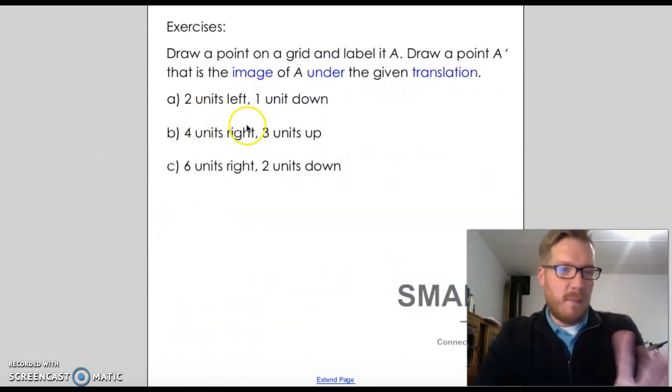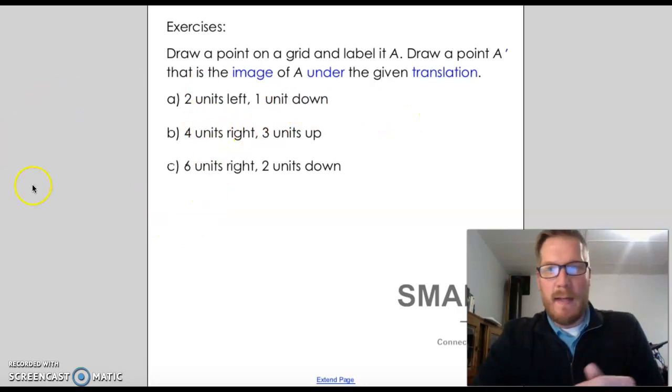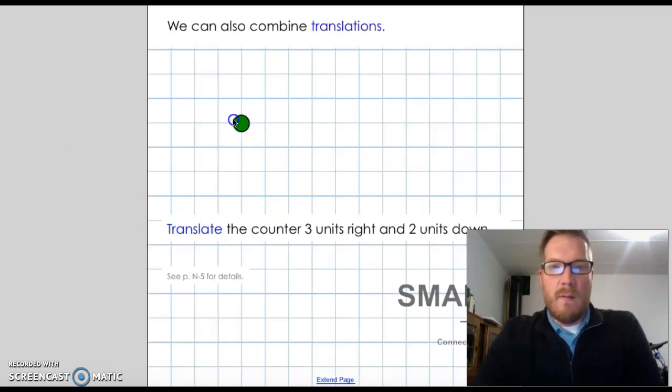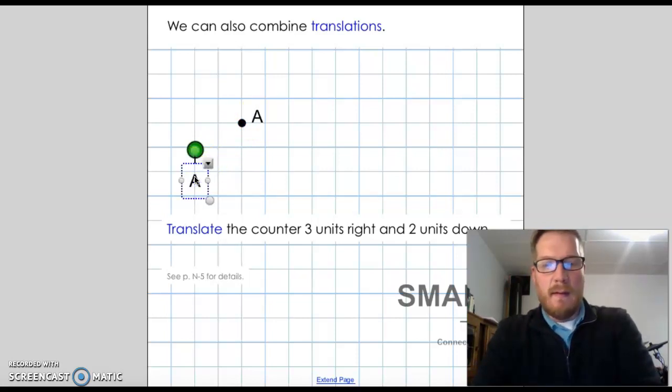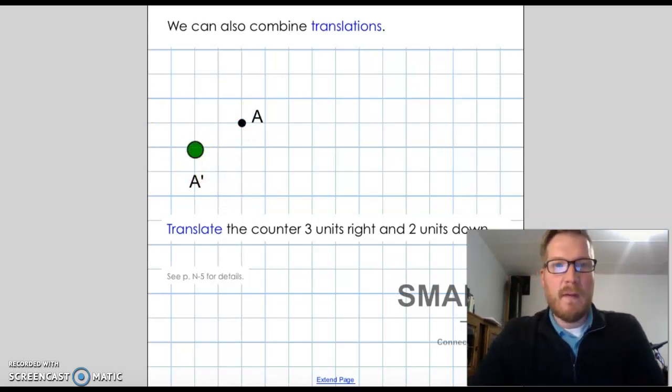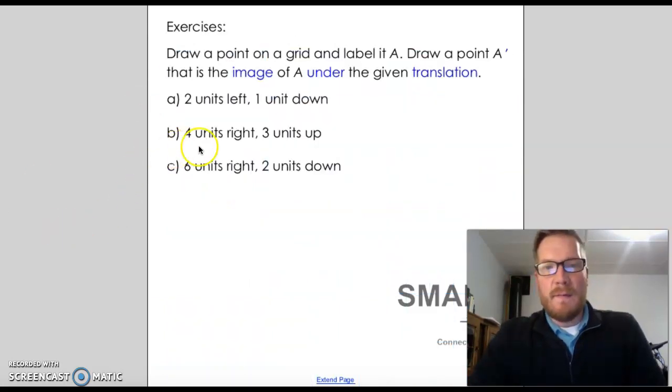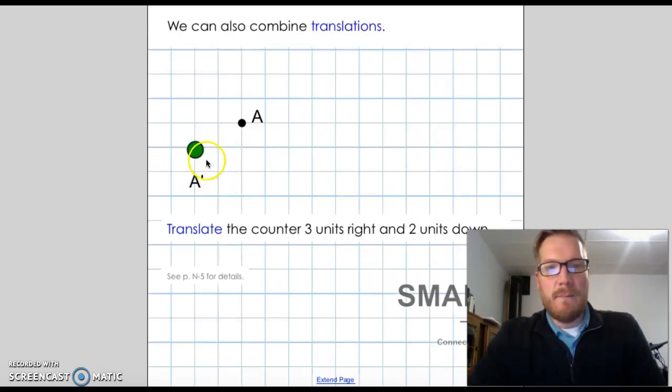Then we're going to do some similar things, right? We have point A and then A prime would be the translation. So we're going to start 2 units left, 1 unit down. Okay, so we go 2 units left, 1 unit down. This is our A point, and this is our A prime point. Okay, the next one says 4 units right, 3 units up. So we go 1, 2, 3, 4 units right, and then 1, 2, I think it said 3 units up.